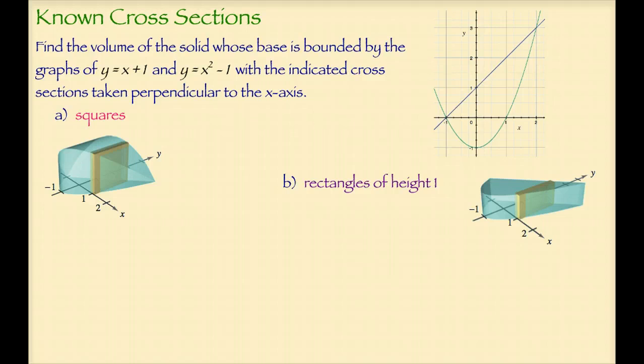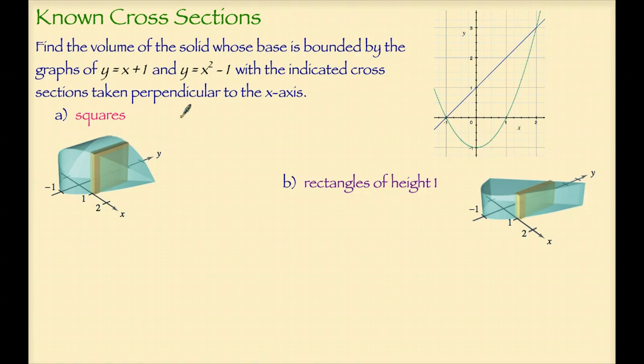In our last example, we're going to find the volume of the solid whose base is bounded by the graphs of y equals x plus 1 and y equals x squared minus 1 with the indicated cross-sections taken perpendicular to the x-axis. So for both solids, the base is going to be this region. But for letter A, we're going to use cross-sections which are squares perpendicular to the x-axis. And for letter B, we're going to use cross-sections which are rectangles with a height of 1 perpendicular to the x-axis.